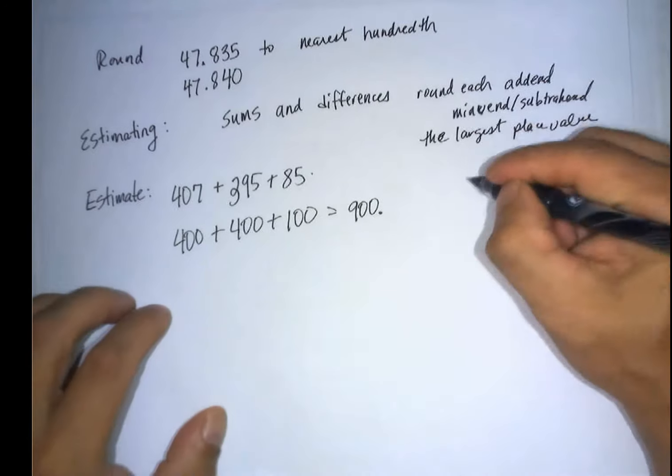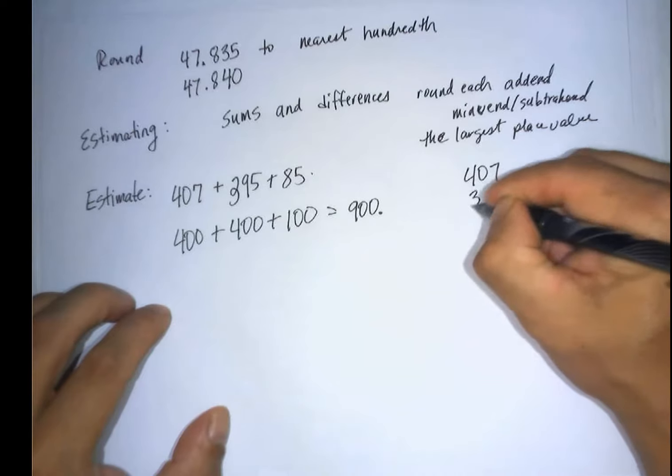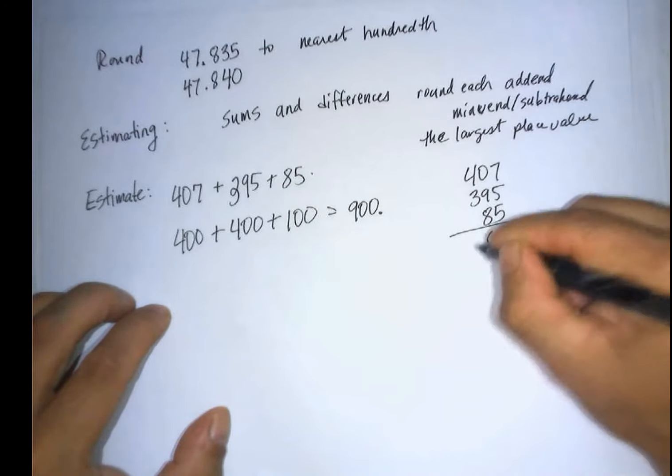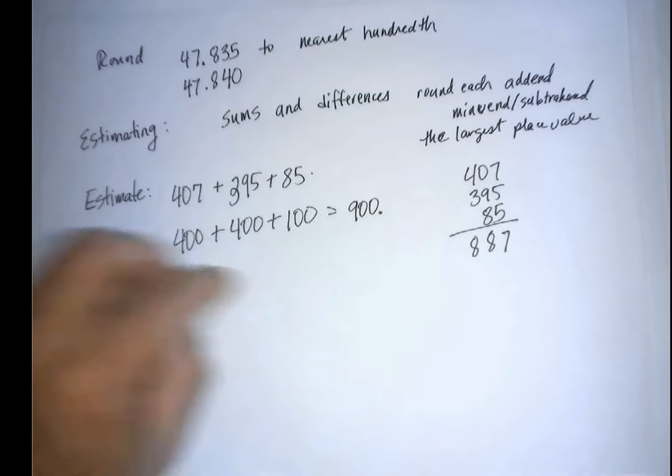Let's add those numbers up real quick and see what we get. 407, 395, and 85. That's 887. So that's a pretty good estimate.